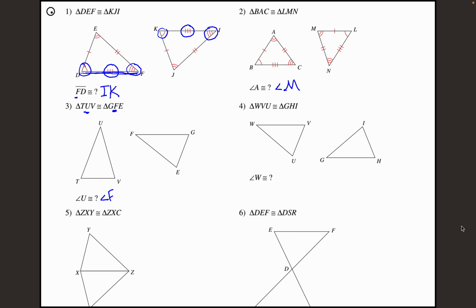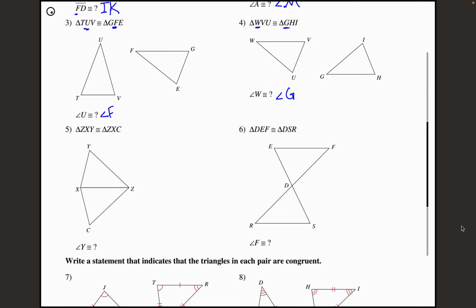That's fine. What about angle W? Angle W is congruent to what? G. How do we know that? Because it's the smallest angle. No, it's not the smallest angle. Because W is the first letter, G is the first letter.